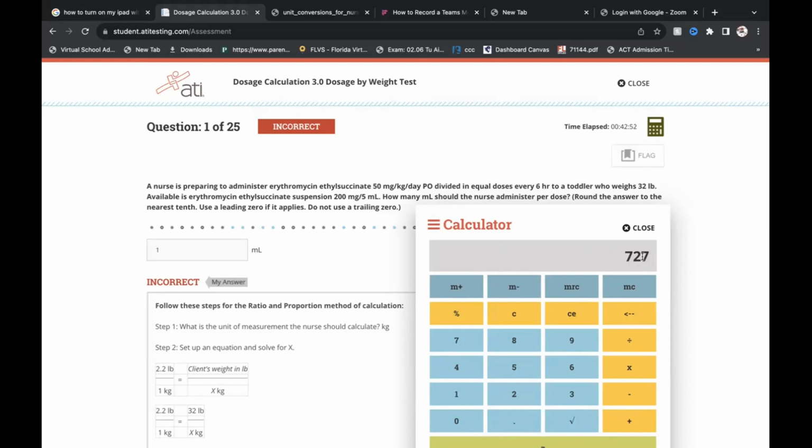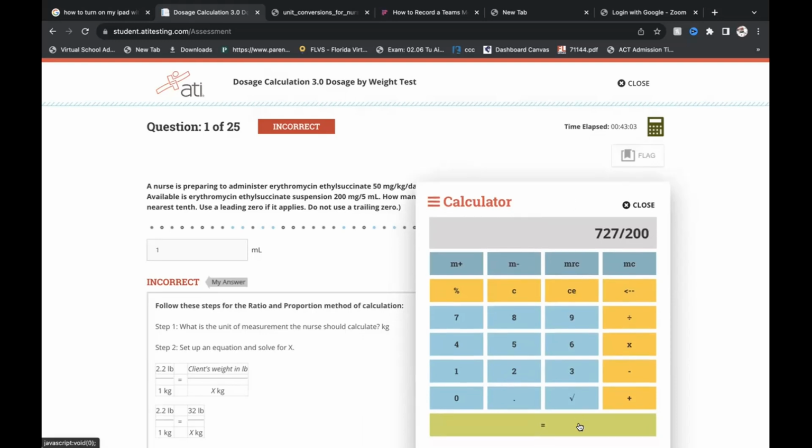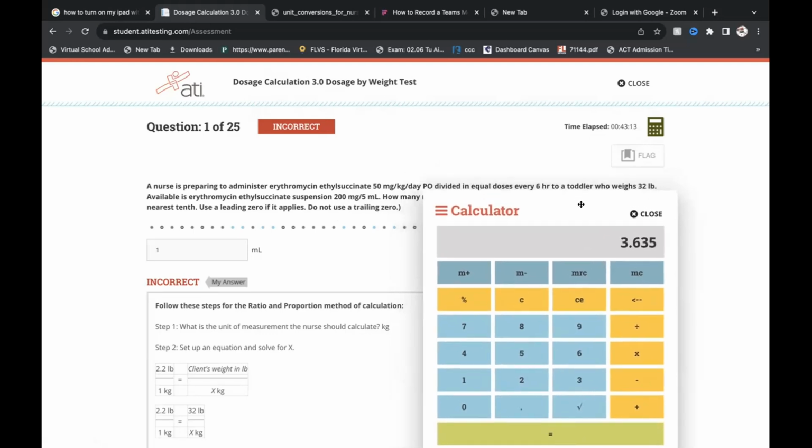So we're going to do 727. We're going to divide it by 200 so we can know how many 200 milligrams there are in 727. And that equals 3.635. Now we're going to take this number, because that's how many 200 milligrams there are in 727, and times it by 5. We're going to times it by 5 because every 200 milligrams gets 5 milliliters. So times it by 5, and that equals 18.175.